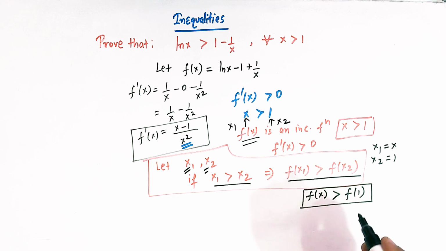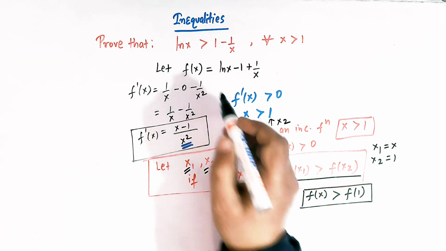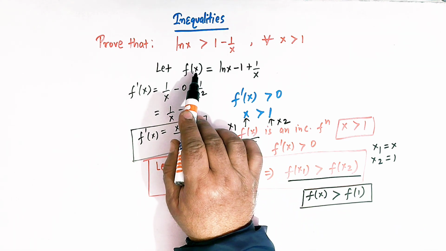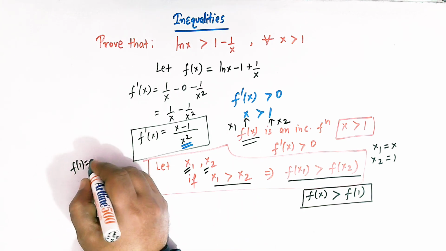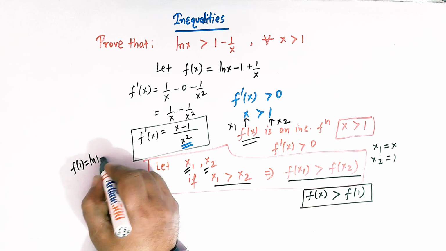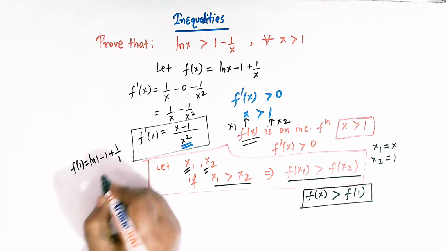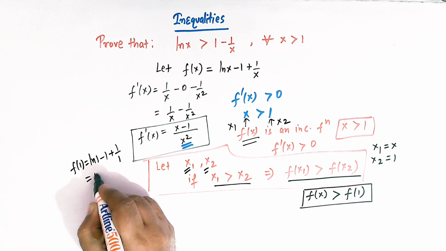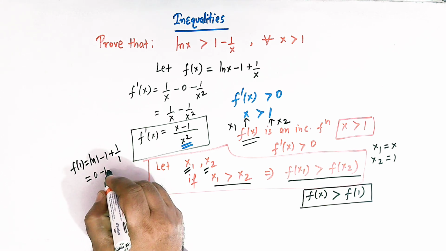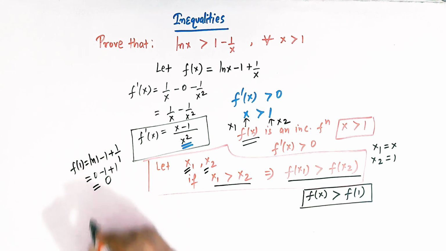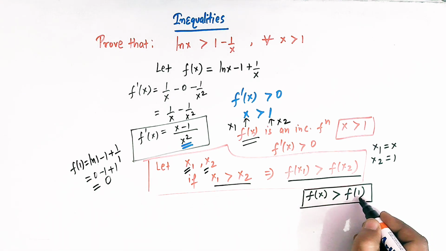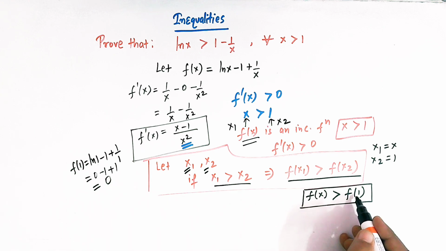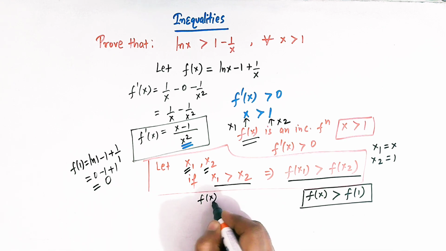Let us find the value of f of 1 by substituting x equal to 1. f of 1 is equal to log of 1 minus 1 plus 1 over 1. Log of 1 is 0, and minus 1 plus 1 is 0. So f of 1 is equal to 0. Taking f of 1 equal to 0, we have f of x greater than 0.